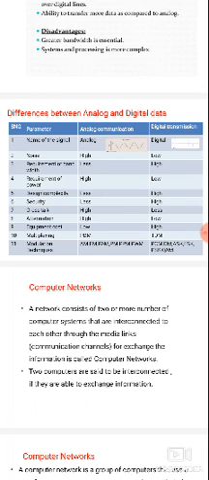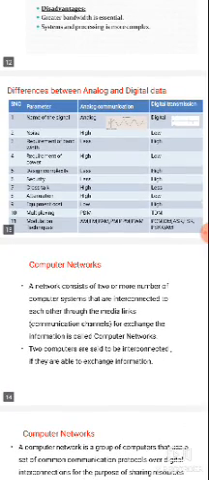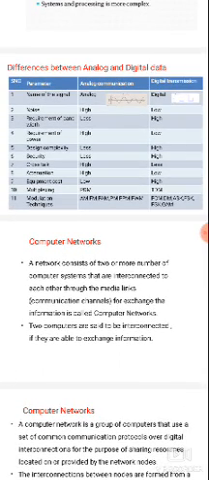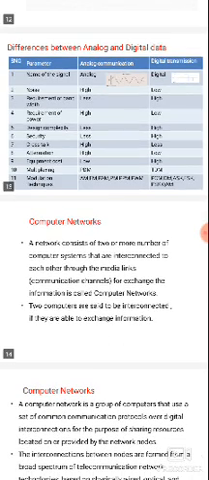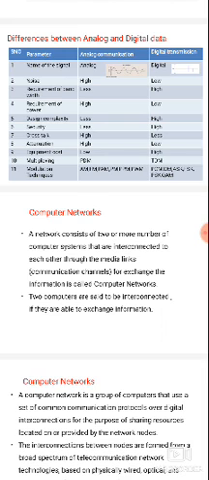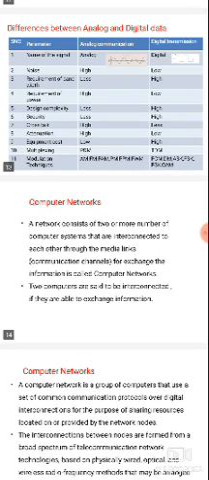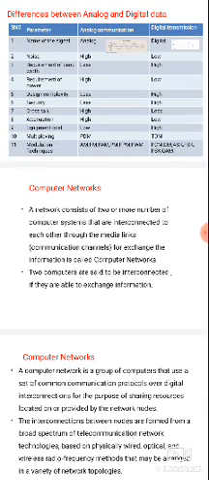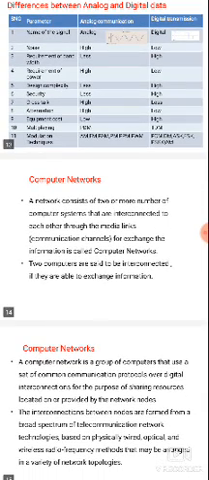Next, the cost of equipment. Analog communication will be low cost and digital communication will be high cost. Multiplexing, we can take the parameter multiplexing. Analog communication uses FDM. Next, digital transmission uses TDM, time division multiplexing. Modulation techniques used: amplitude modulation is a type of analog communication only. The modulation techniques of analog communication are amplitude modulation, frequency modulation, and pulse amplitude modulation.